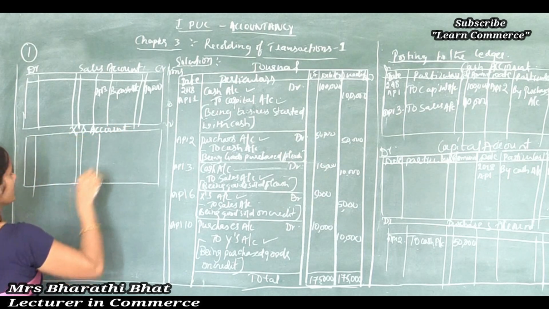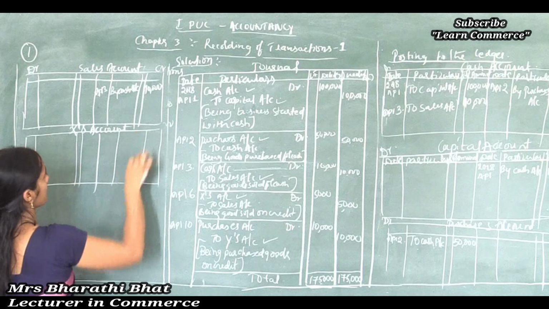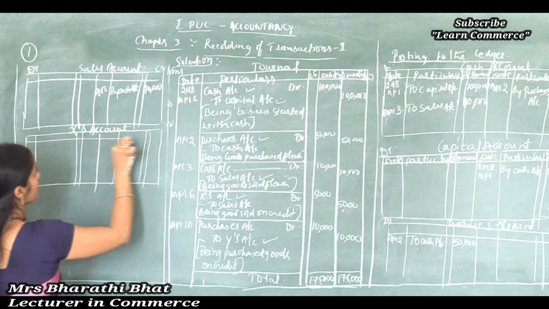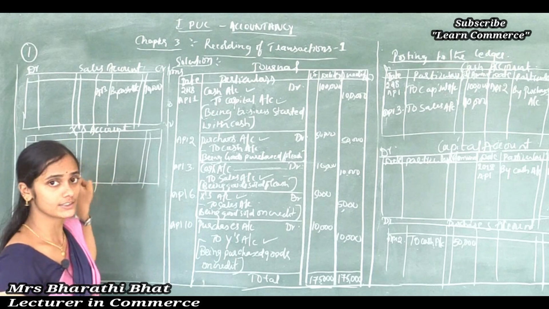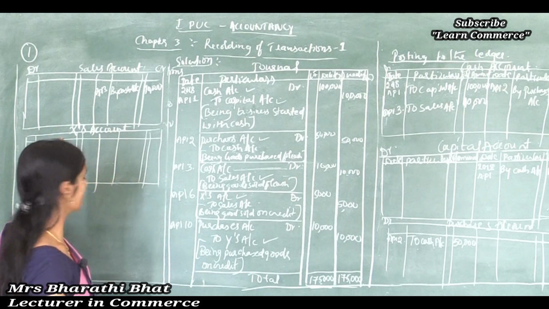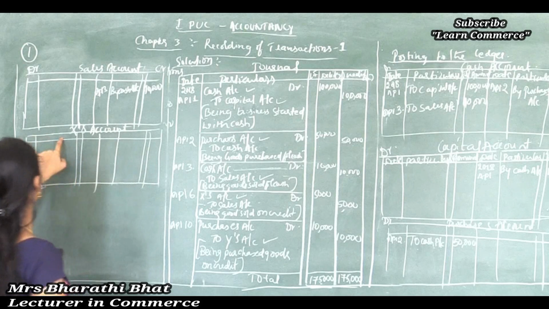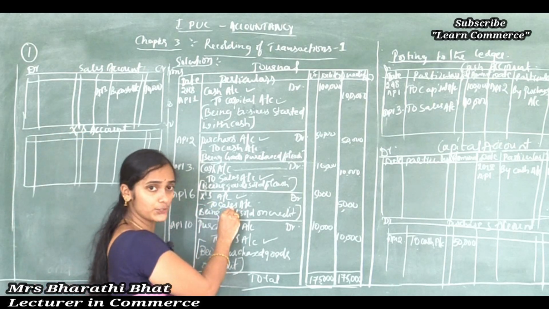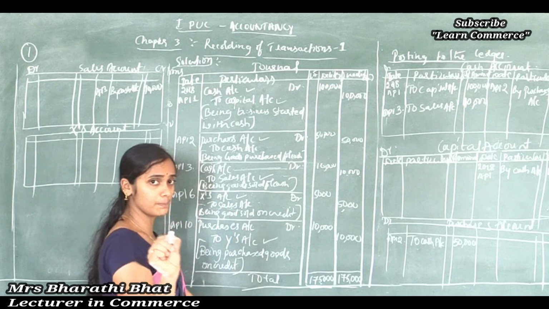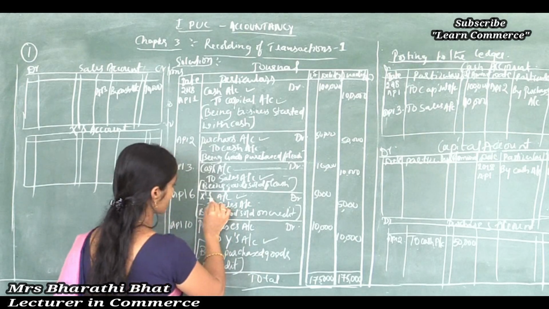Date, particulars, JF, amount. Please fill these columns: date, particulars. You should write the details here. Okay. And afterwards, X account. See, X account debited to sales account. Very simple. Please concentrate.